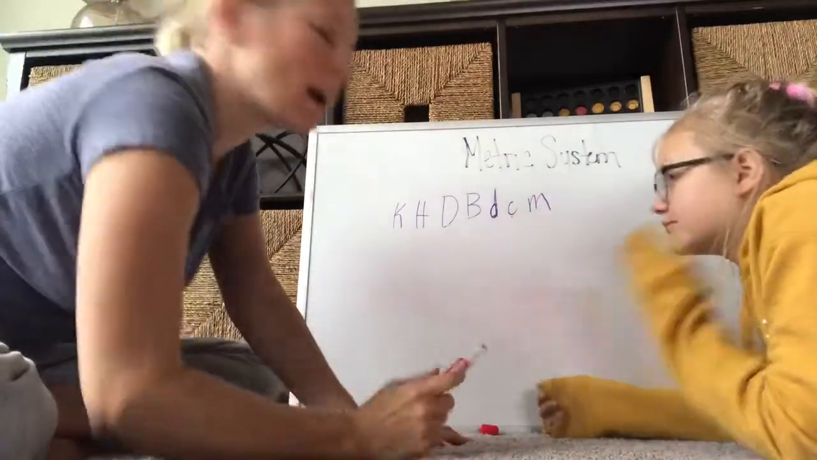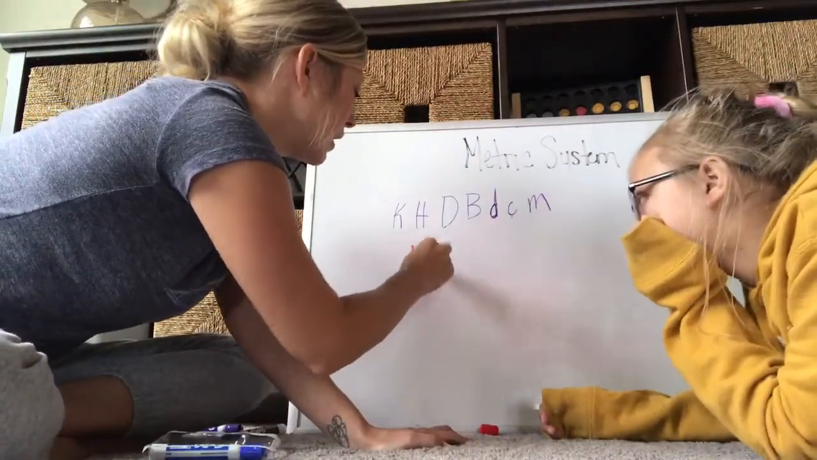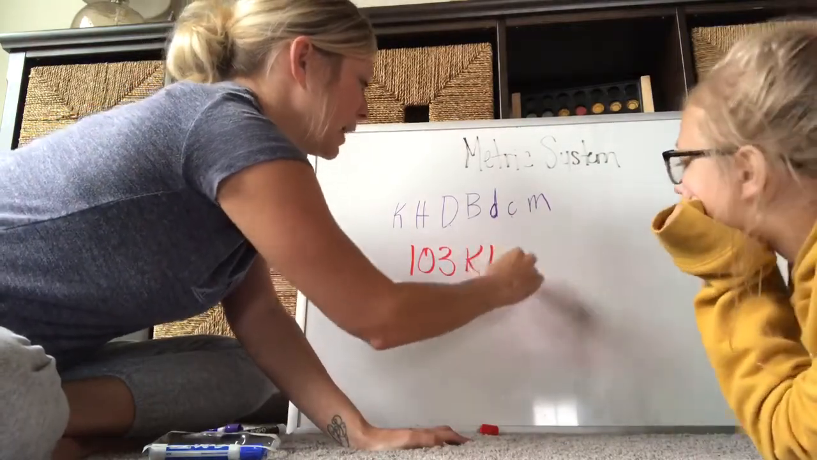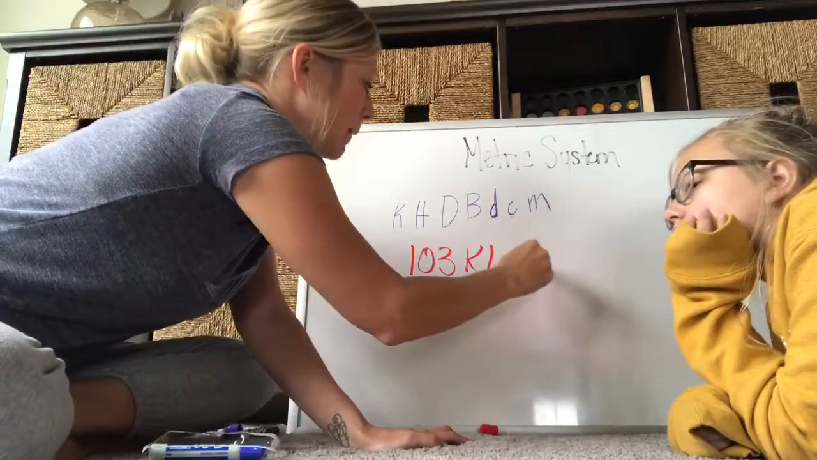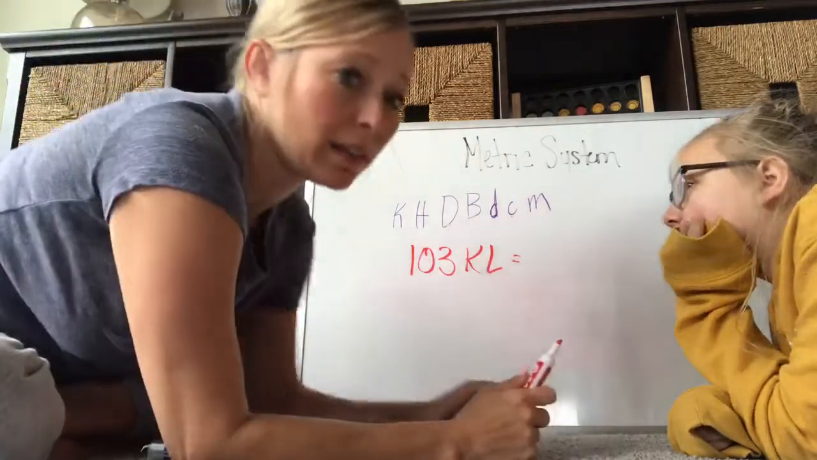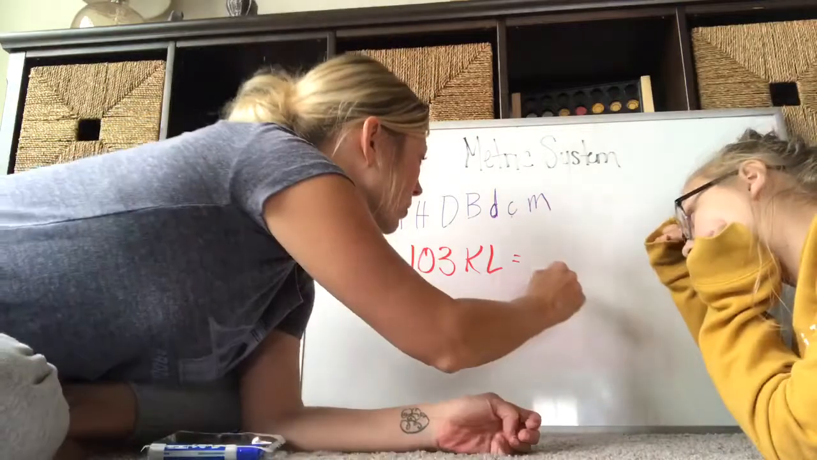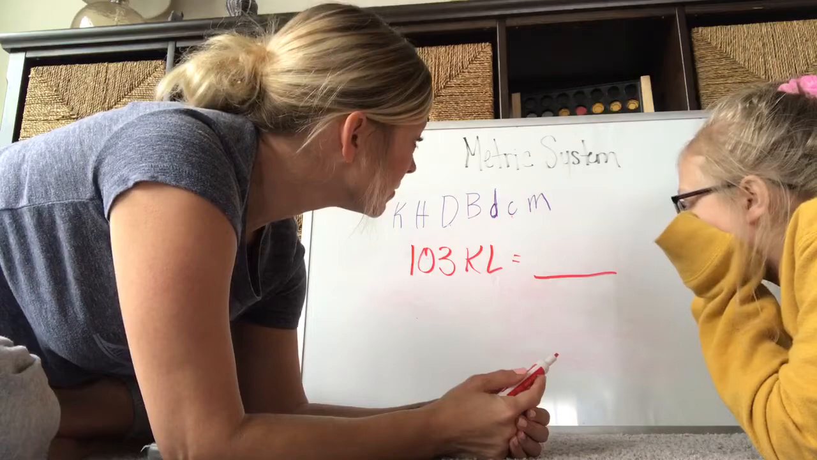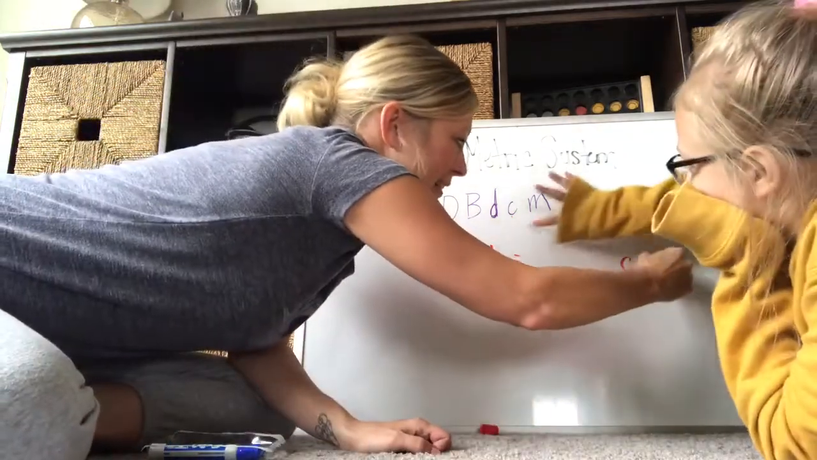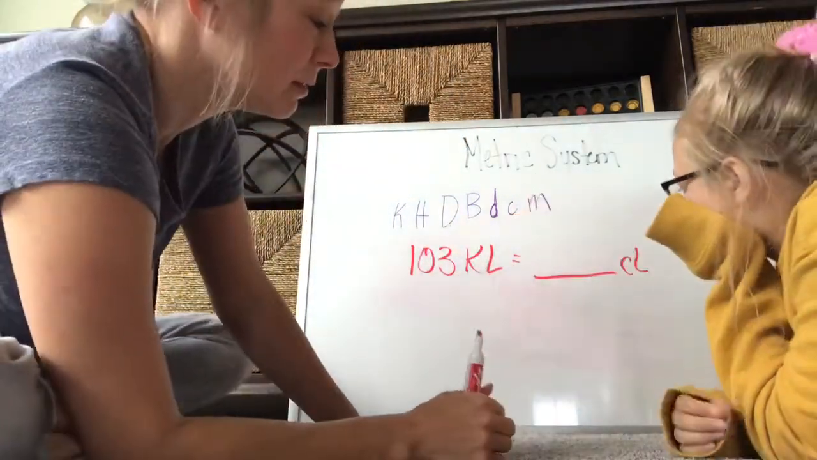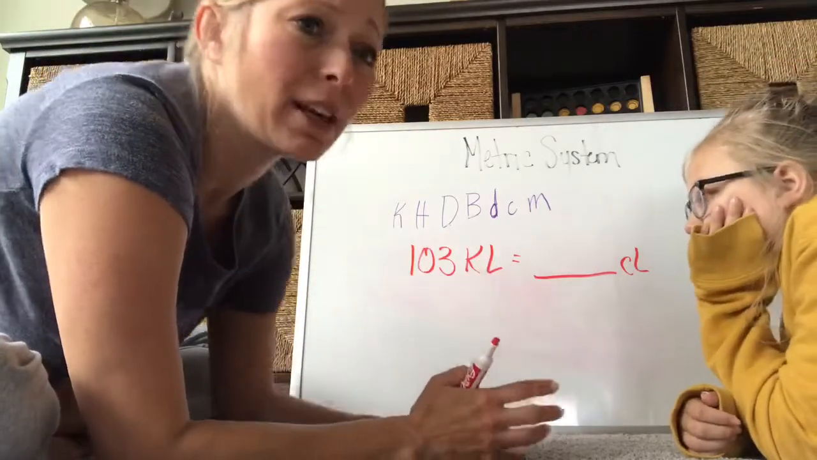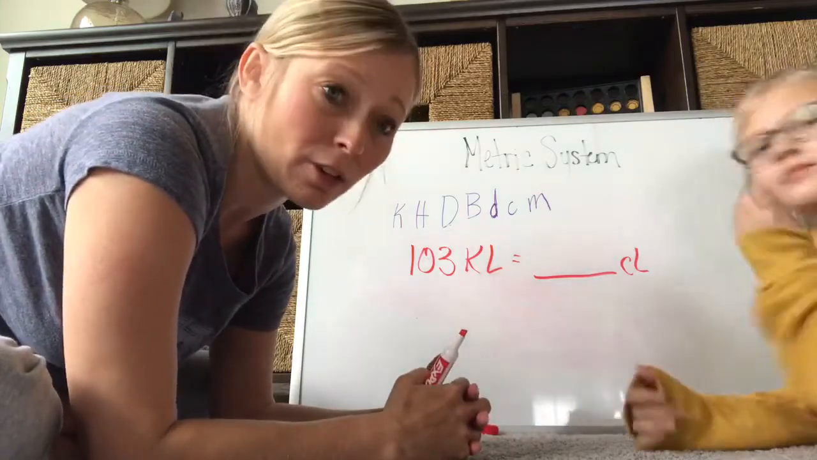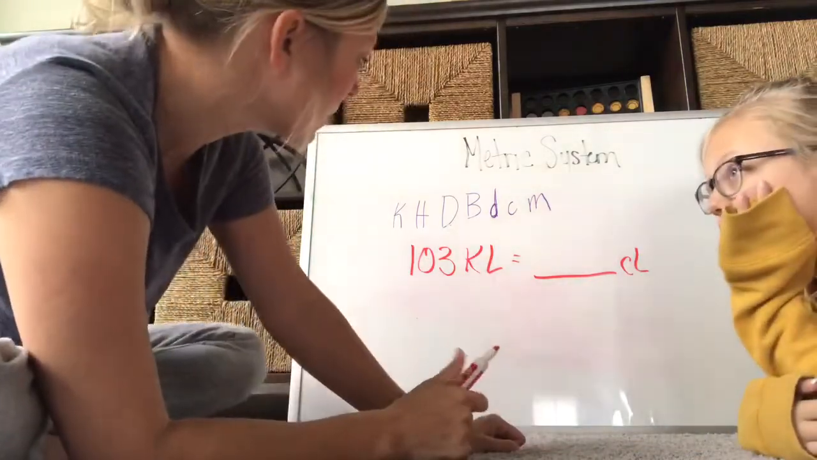So now let's say I don't have a decimal. Let's say I have 103 kiloliters. That's what I'm given. And let's change it to, what do you want to change it to, Rach? She wants to change it to a centiliter, which isn't a very common unit of measurement at all. We hear about a milliliter, a liter, and a kiloliter. We don't hear about centiliters often, but they do exist.